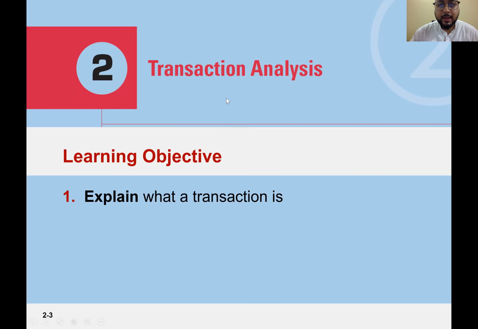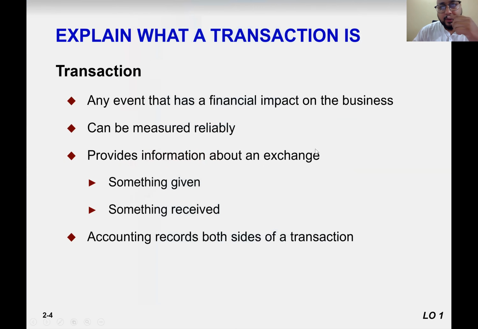So let's start. Today, we are starting chapter 2, which is transaction analysis. And our first learning objective is to explain what a transaction is. When we talk about transactions, remember, we're talking about the accounting transaction. There are different kinds of transactions, but in accounting, we consider a transaction any event that has financial impact on the business.